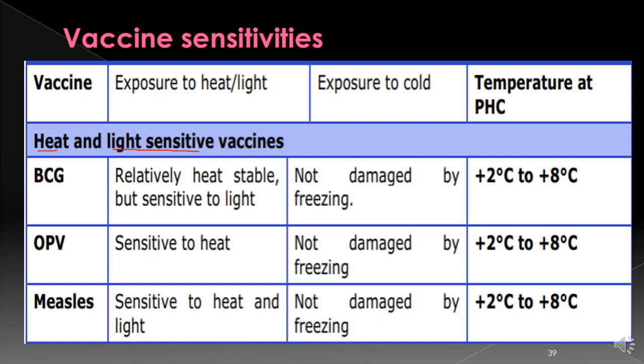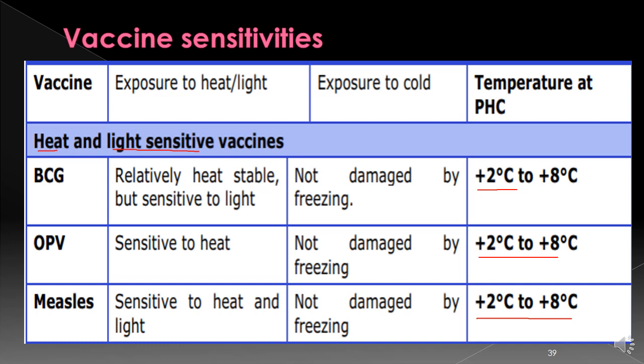All these three vaccines are not damaged by freezing. That means they can be frozen. And when they are being transported to the primary healthcare provision site, they should be maintained at between 2 and 8 degrees Celsius. That is in the van or on the bicycle or on the motorbike or in the tuk-tuk. Whatever is being used, the container must always be maintained at 2 to 8 degrees Celsius, and then they are put into the storage and they are stored accordingly.